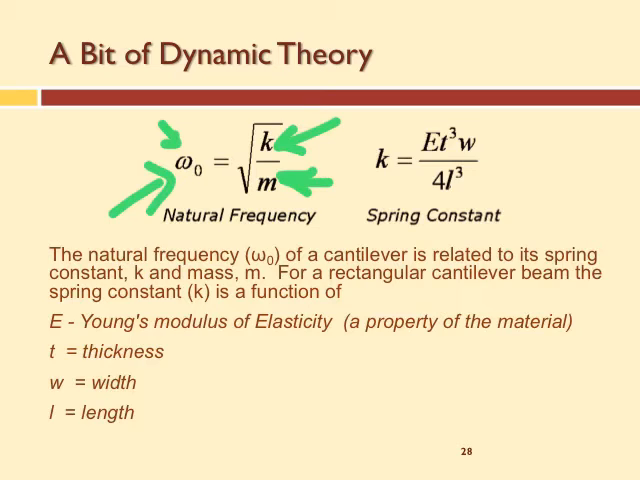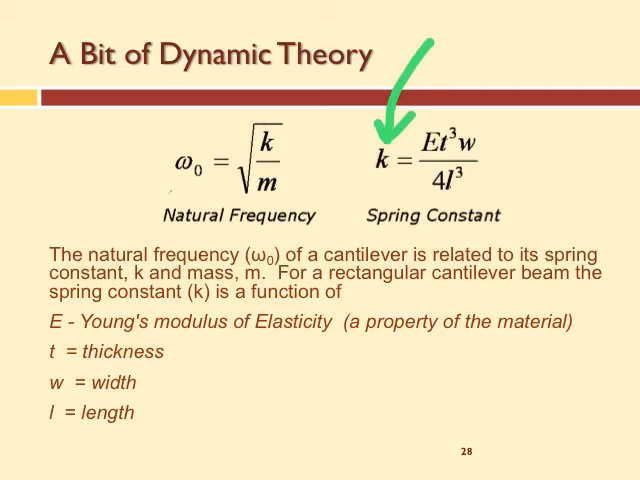And then you might say, what's this K actually made out of? What does it look like mathematically? Okay, this is the spring constant. It looks like a mess, doesn't it? There's a lot of letters in there. But it's pretty straightforward.